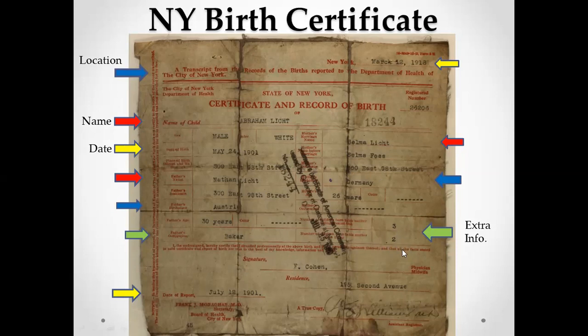So right here, this gives me the name of a child, the sex, the race, date, location, who the parents were, what country the parents were from, how old they were, which will give me an estimate of a birth year, and it tells me how many children that the mother has had already and the occupation of the father. So that is a great deal of information from just a single birth certificate.